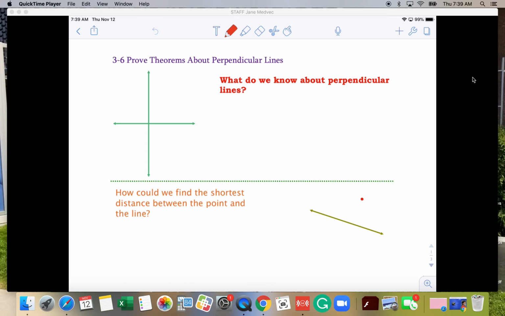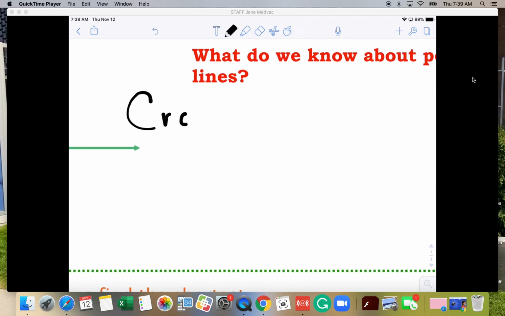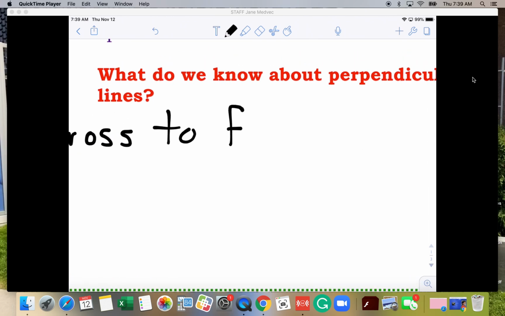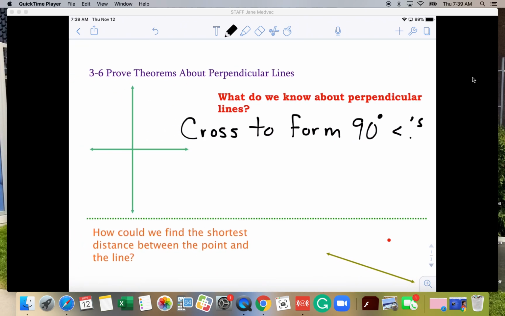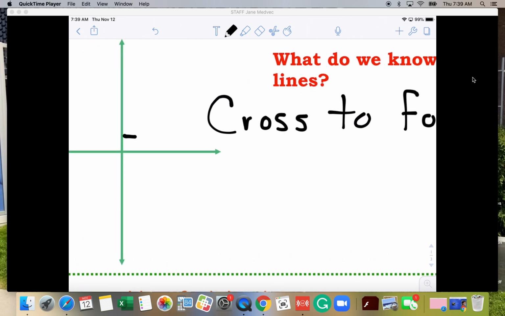We know that perpendicular lines cross to form 90-degree angles. And they'll either tell you that they're perpendicular or they'll tell you that it's 90 degrees. Many times they use this symbol, and that means that it's 90 degrees. And if one of them is 90 degrees, all the rest of these angles are also 90 degrees.